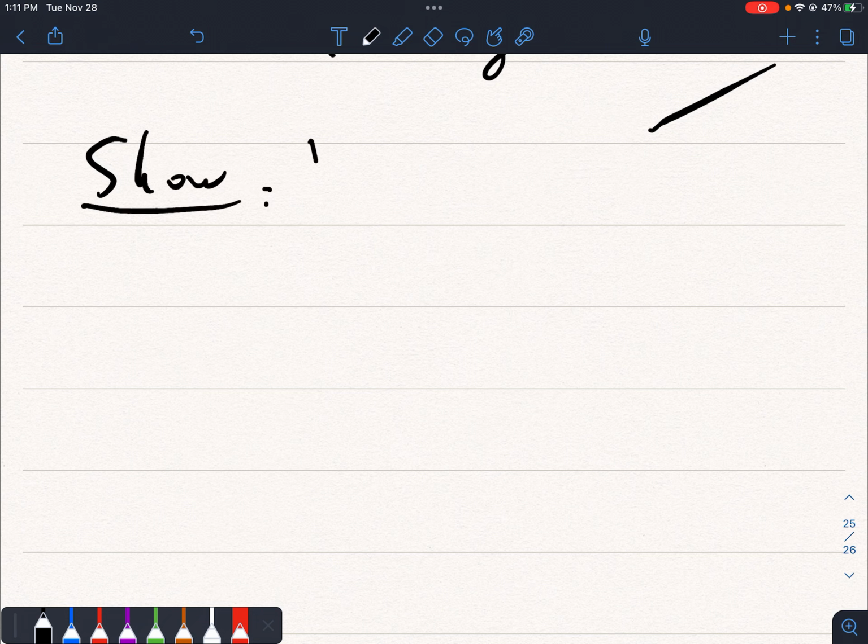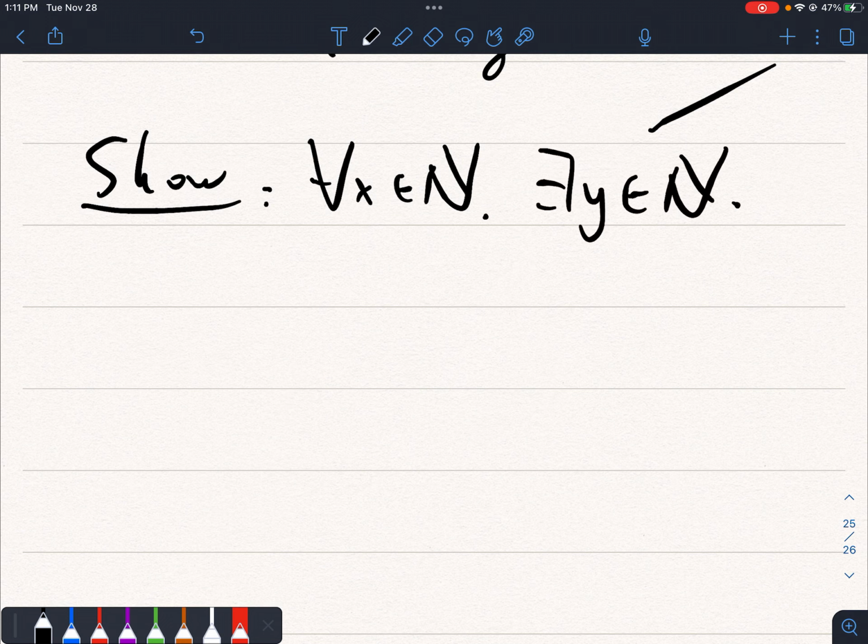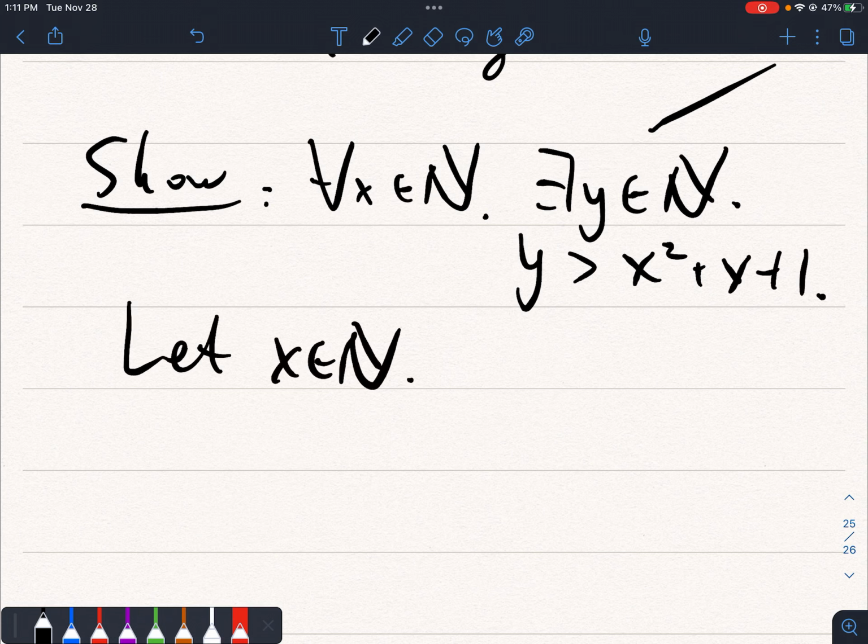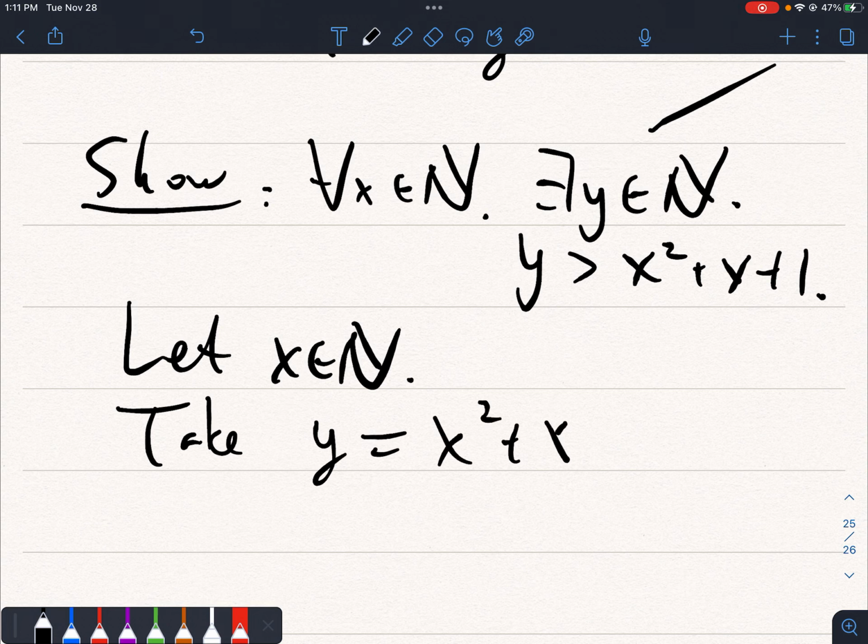So now let me show you some other examples. Okay, show for x in N natural numbers, you can find some y in natural numbers such that y is bigger than x squared plus x plus 1. Okay, let x in N, take y to be slightly bigger, then why not take x squared plus x plus 100? You win. Okay.